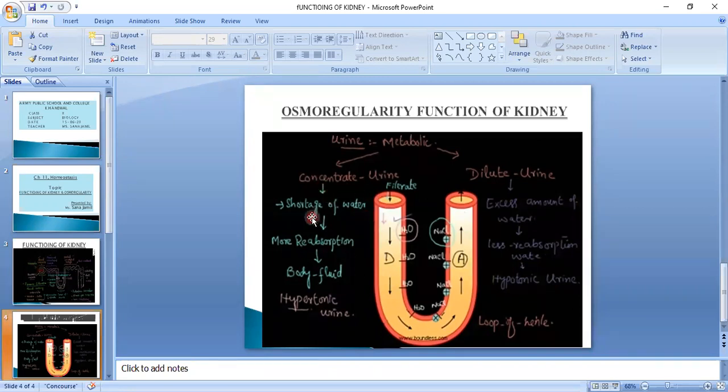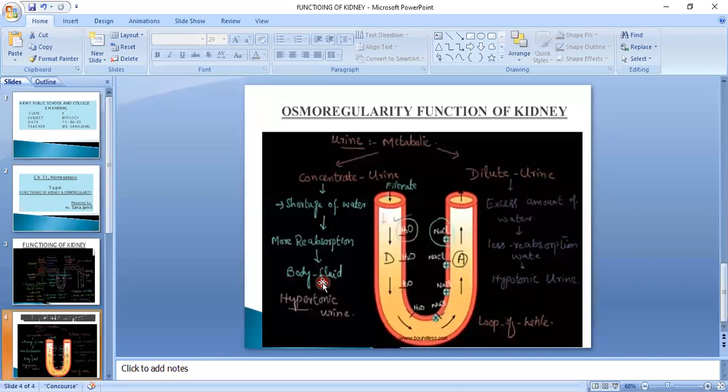What happens when your body feels a shortage or deficiency of water in the body? It produces hypertonic urine. For this purpose, what happens in your body? Less filtration and more reabsorption produce a small amount of concentrated urine, increasing the volume of body fluids to normal.